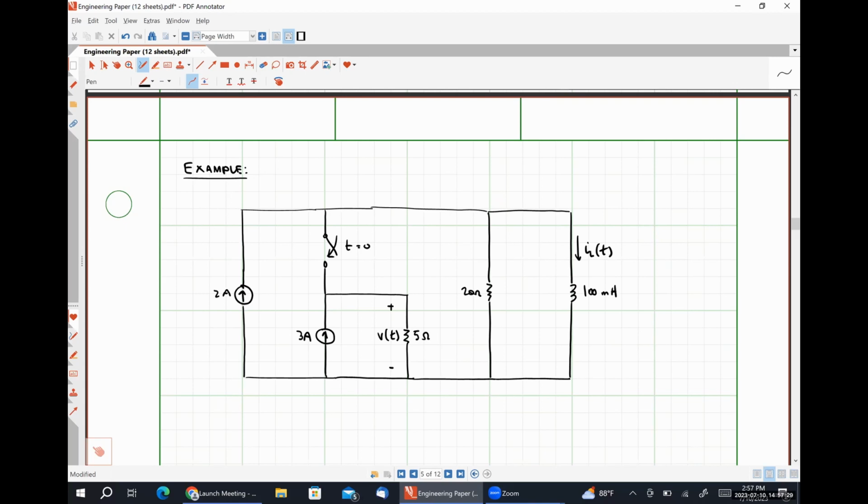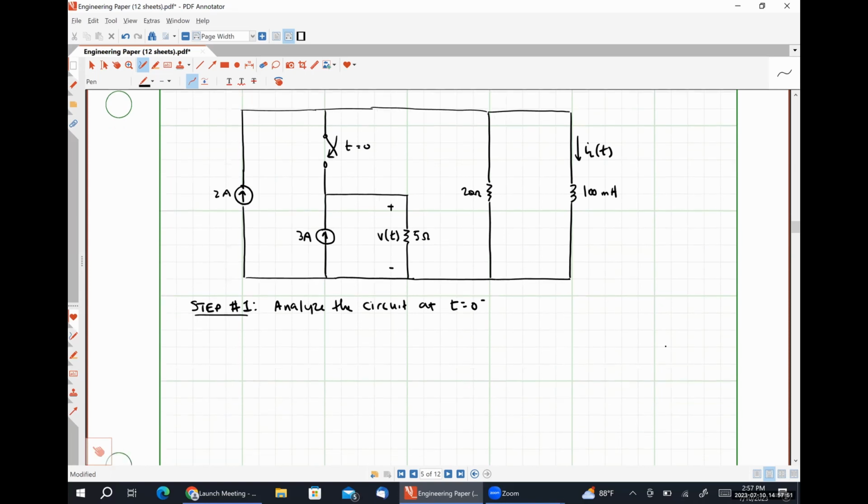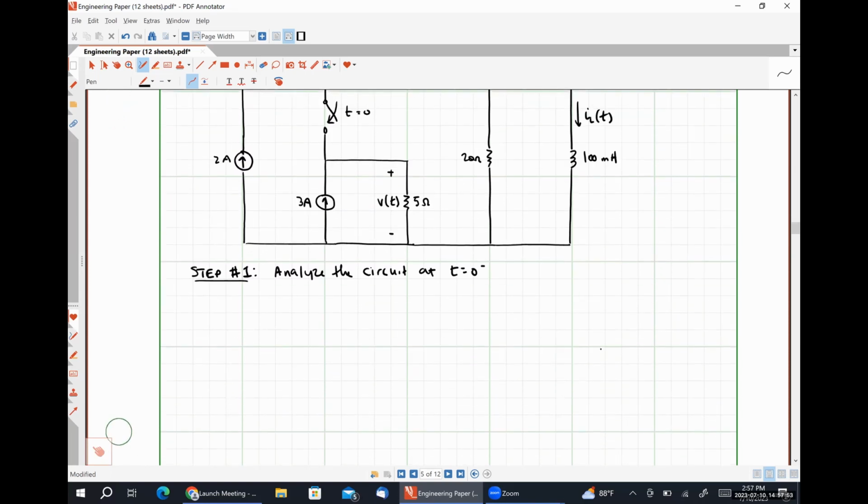All right, so our first step will be to analyze the circuit at t is equal to 0 minus. So that means our switch is going to be open. So we're going to have something like this.